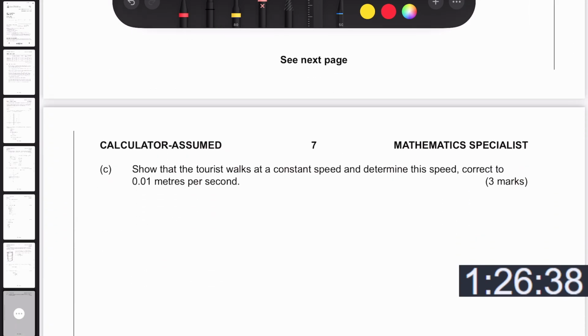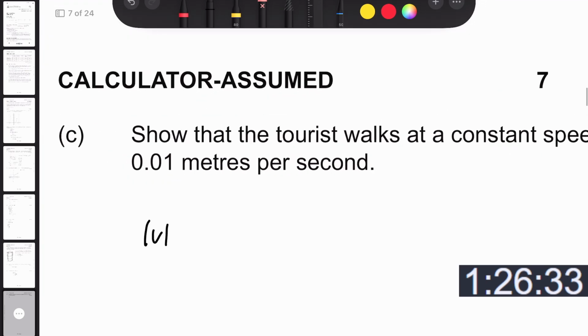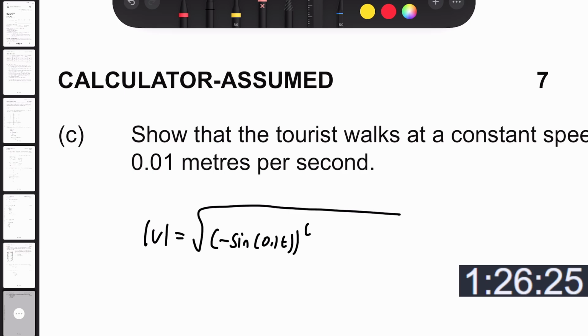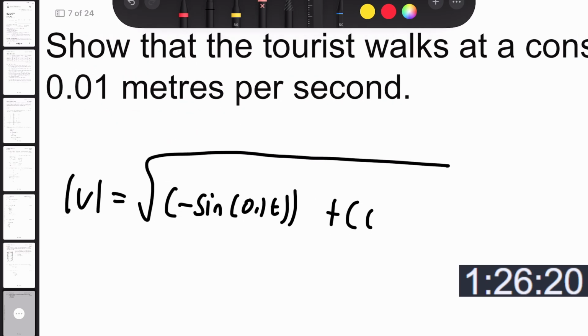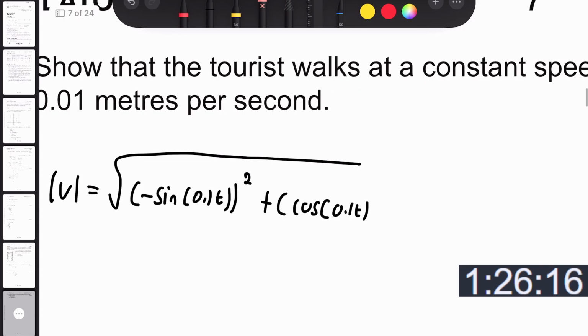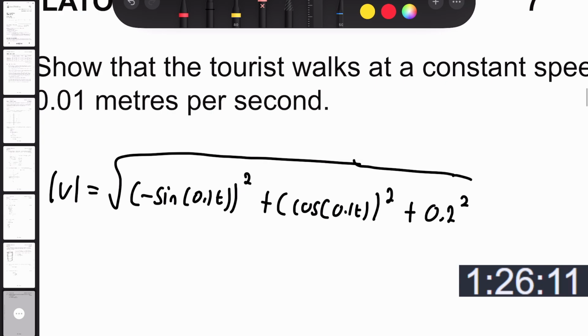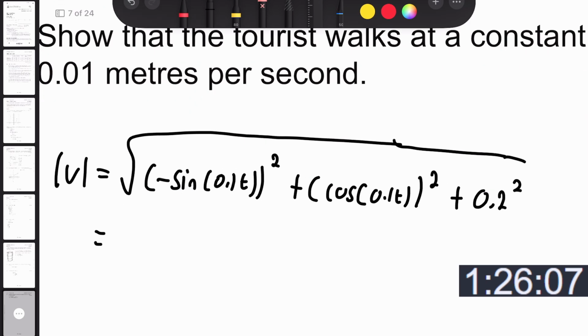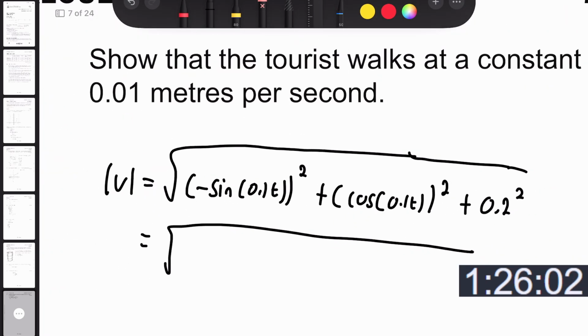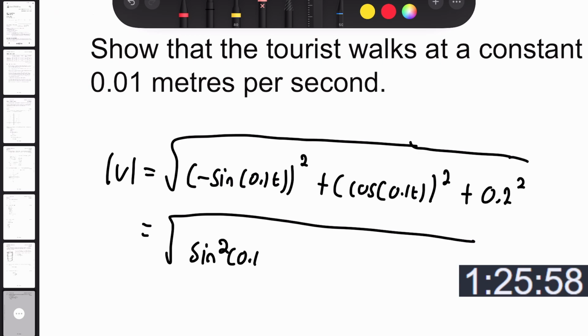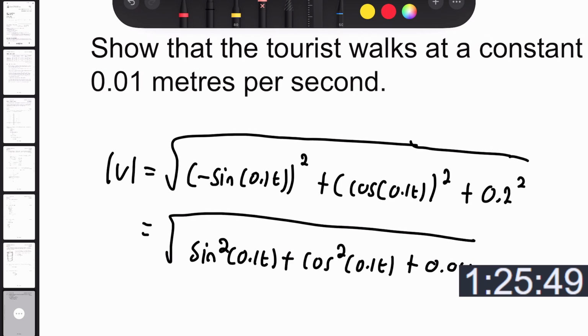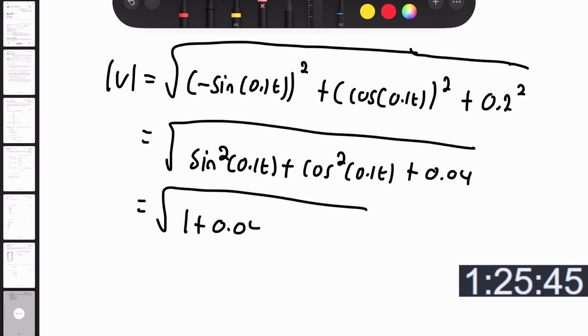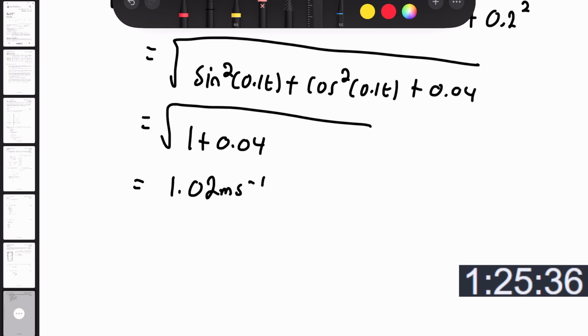Show that the tourist walks at a constant speed and determine the speed. The magnitude is going to be equal to the square root of negative sine 0.1 t squared plus cosine of 0.1 t squared plus 0.2 squared. This is going to equal the square root of sine squared of 0.1 t plus cosine squared of 0.1 t plus 0.04. So this is the square root of 1 plus 0.04, which is 1.02 meters per second.